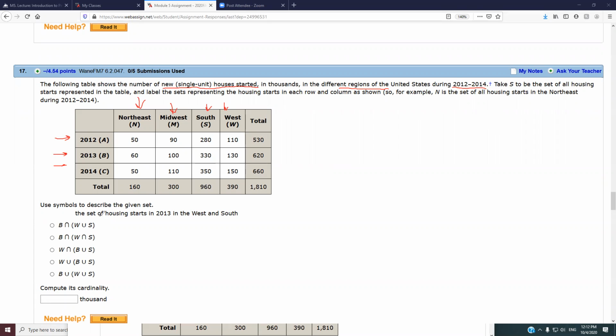All right, use symbols to come up with the set: housing starts in 2013 in the West and South. So I need housing starts that were in the year 2013, and they have to be in the West and the South.